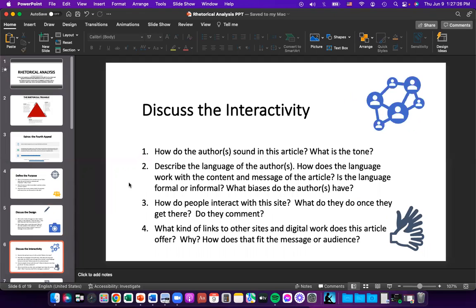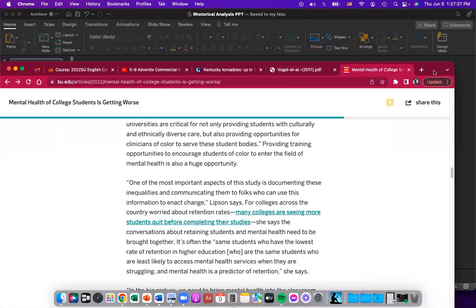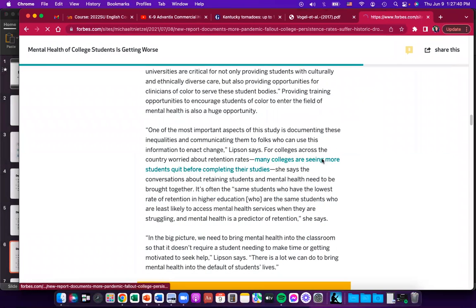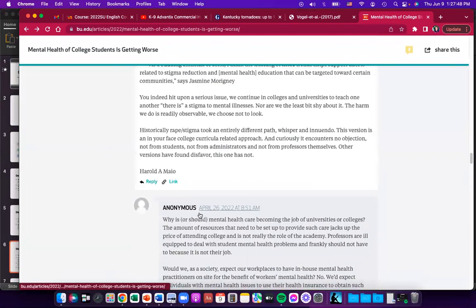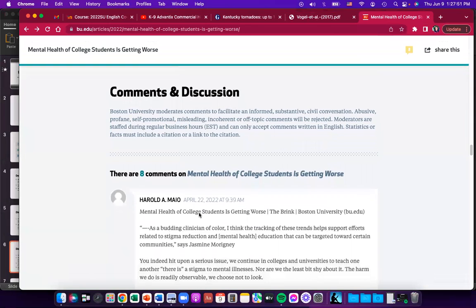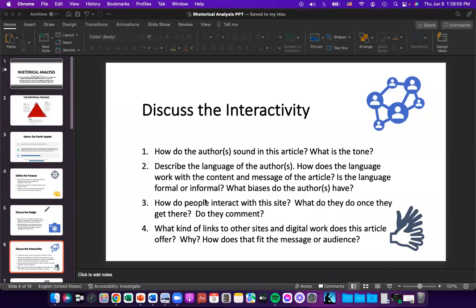Discuss the interactivity. What that means, and I'll show you an example of this, is whenever you go to click on a website, there might be a link that's highlighted, and if you click on it, it may take you to another source. So that's what interactivity means. Interactivity also means that you have the opportunity to post comments or respond to other people. You'll see that a lot on blog posts and magazine and newspaper articles online.